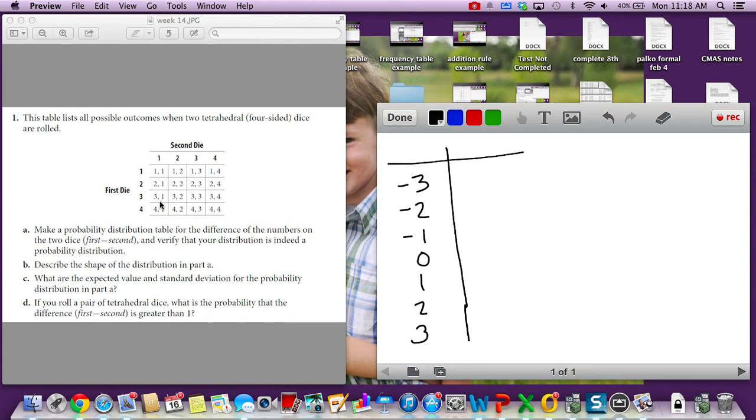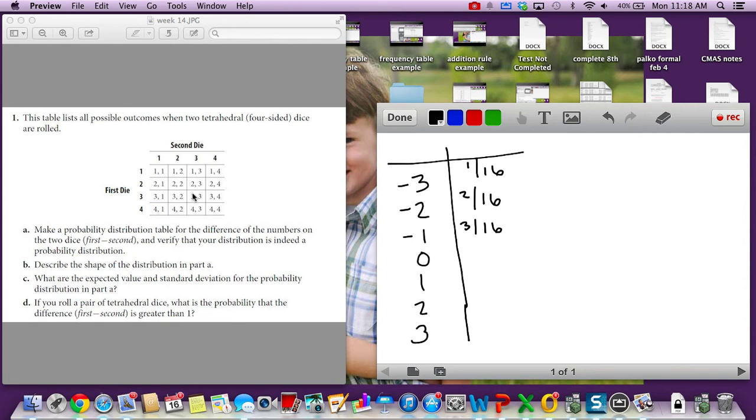So if we look at this problem here, how many -3s do we have? The first die minus the second die being -3, there's only one of those, so 1 out of 16. The first die minus the second die being -2, we have 2 of those, so 2 out of 16. The first die minus the second die being -1, we have 1, 2, 3 of those, so 3 out of 16.